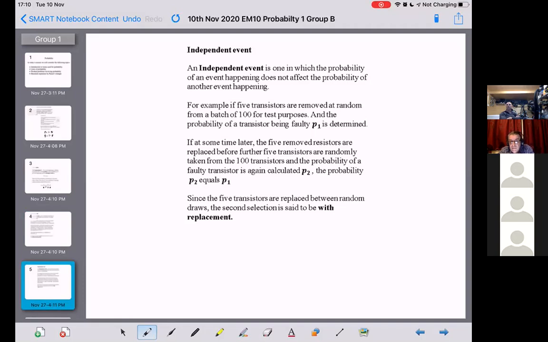We're all clear with that? In essence, you understand that with dependent events, the sample size is not made up. With independent events, you make the sample size back up to the same.